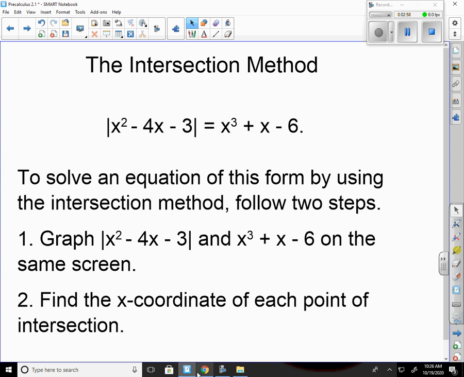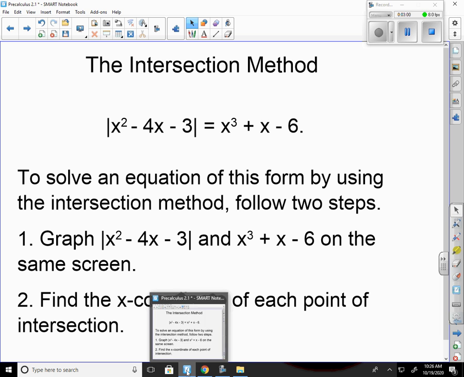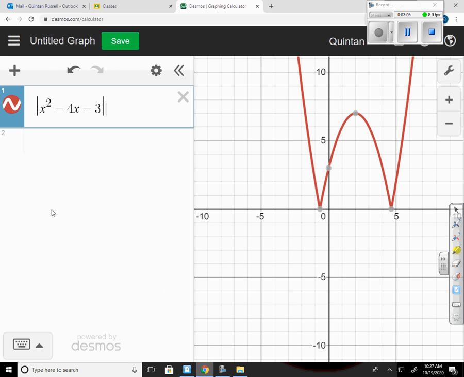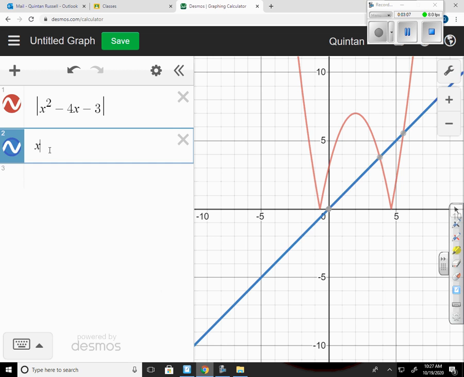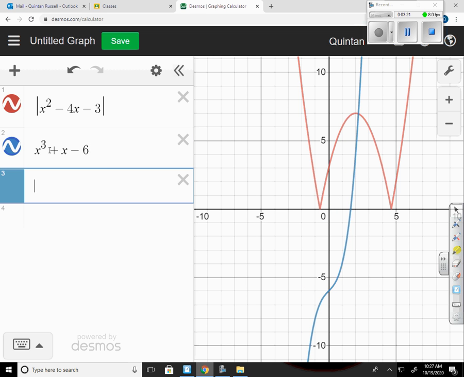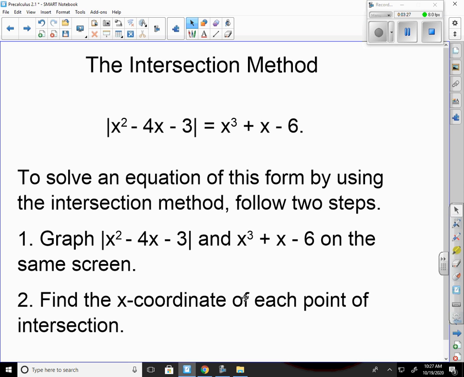Next, I have to graph the other side of the equation, and I graph that on a separate line. So x cubed plus x minus 6. And when I graph that, that gives me my second graph.